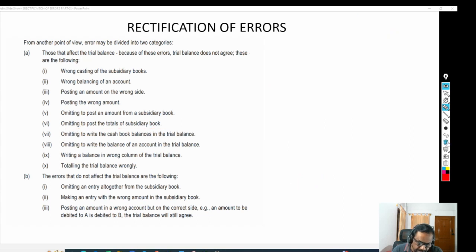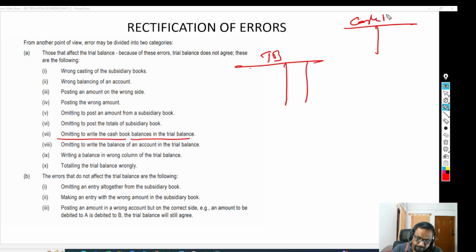Next, omitting to write the cash book balance in the trial balance. For example, I prepared a cash book. I already told you, cash book, cash column will always show a debit balance. So let us say I have 5,000 rupees debit balance in cash book. This cash book balance should come to trial balance, no? Cash book is an asset. Cash balance is an asset. So all assets should come to debit side of the trial balance. This 5,000 should come here in debit side.